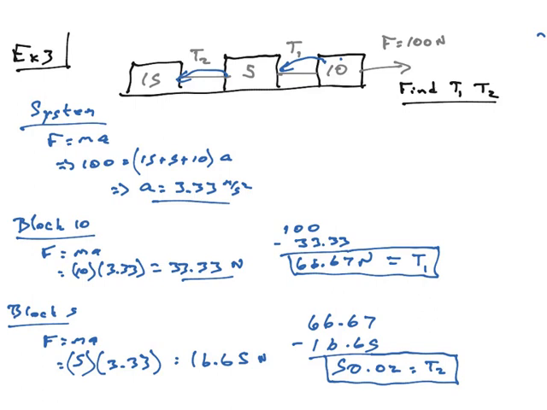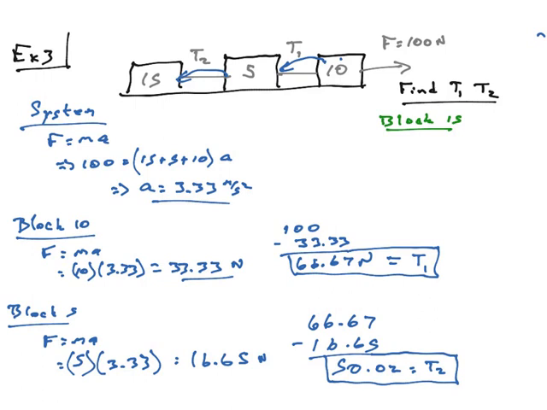Now, here's the thing. If you want to check your work, there's an extra step you could do just to make sure your answer is correct. And I'll show you the check. The check is this. Let's look at block 15. It better be that block 15 needs 50 newtons to get up to his acceleration. Because if I give the system 100 newtons, all 100 newtons has to be used. I can't have any leftover force at the end, or it can't need more than 100. It has to use exactly what I gave it.